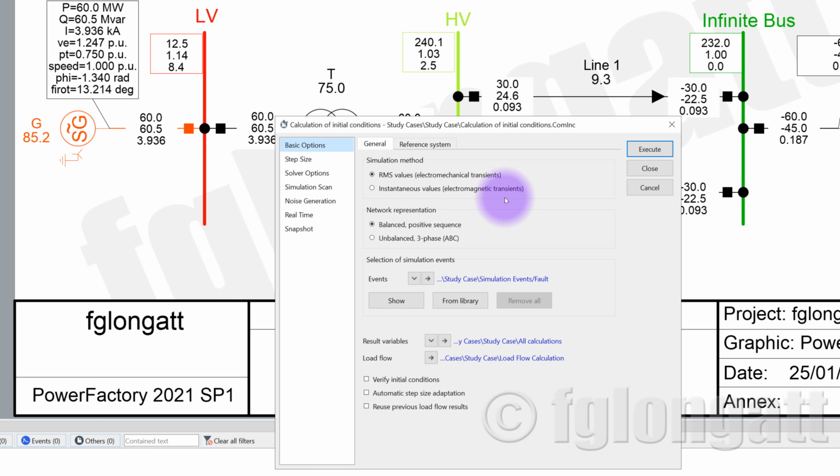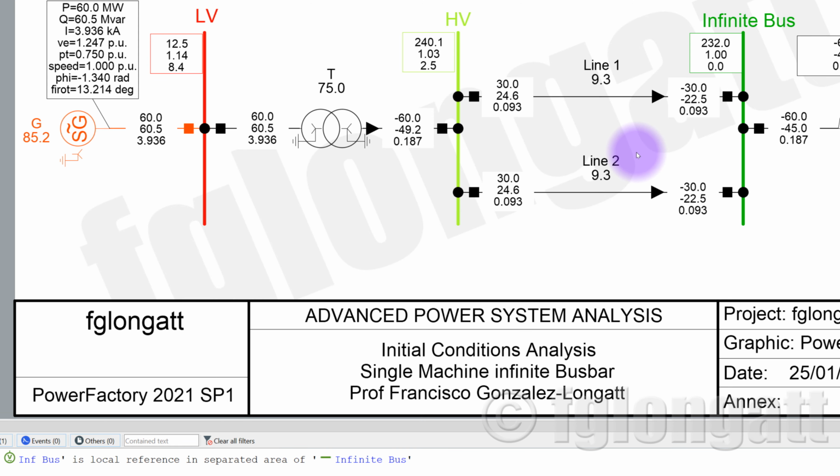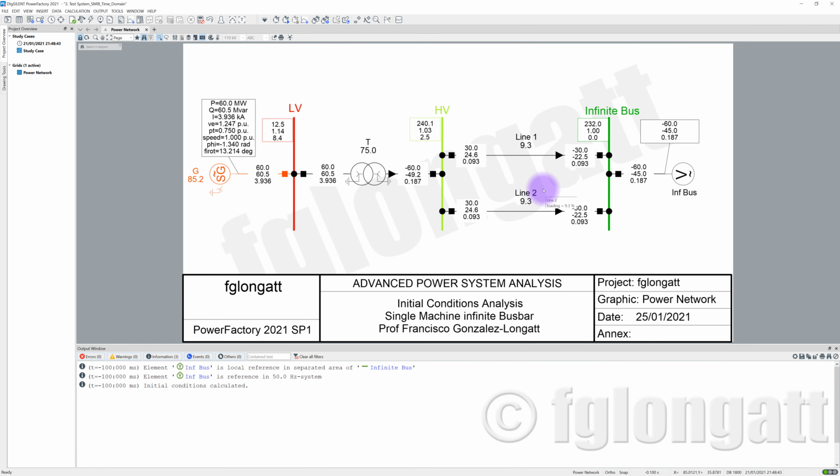In this course, we are not running any EMT simulation, okay? We are running just RMS simulation. And regarding network representation, in this class and also in this module, we are using only balanced positive sequence representation. Okay? And I will select here, execute, and we have over there the initial conditions.